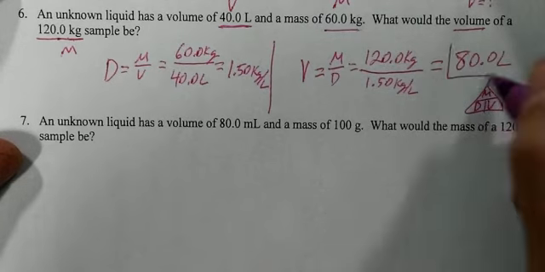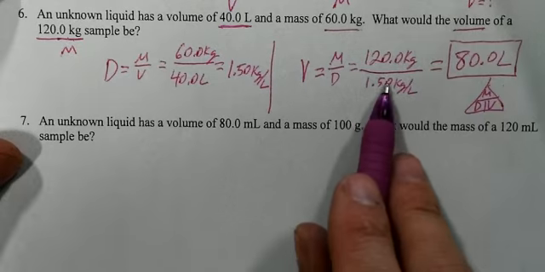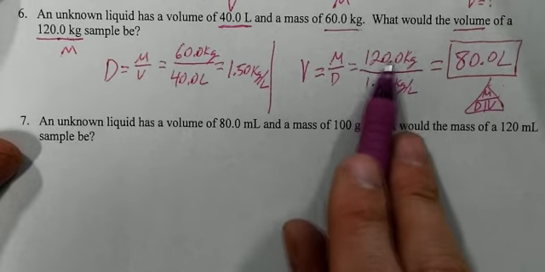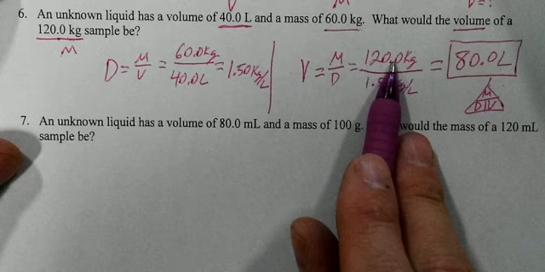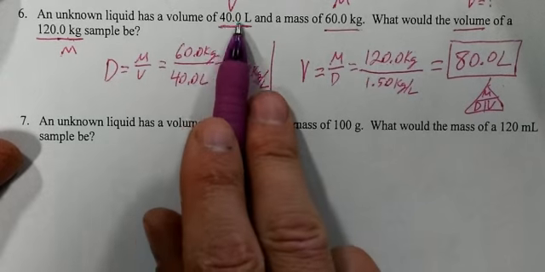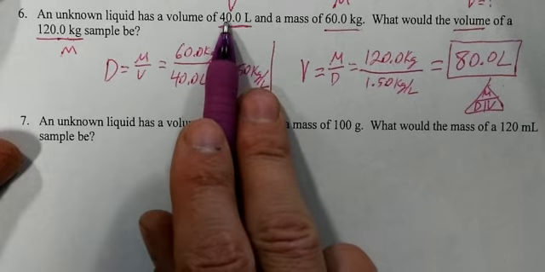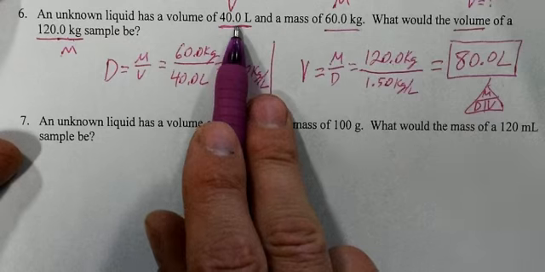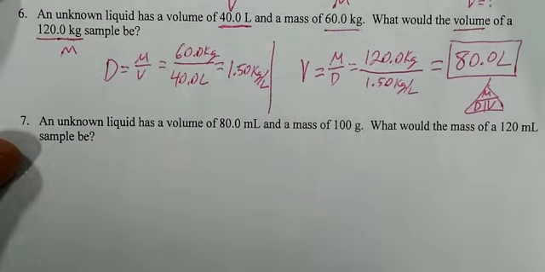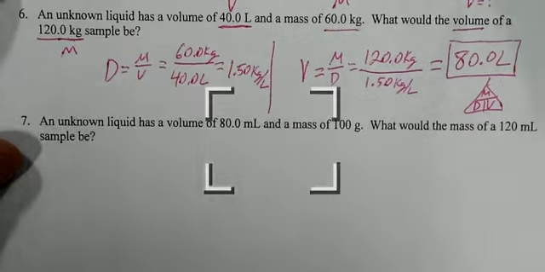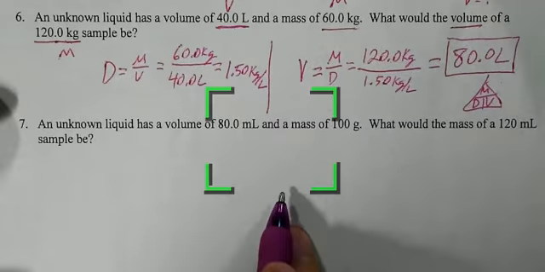Looks good to me. This has 3 sig figs. This had 3 sig figs. Well, this had 1, 2, 3, 4. But this only had 3. So we want to round off to the one with the lower number of sig figs, and that's that one.